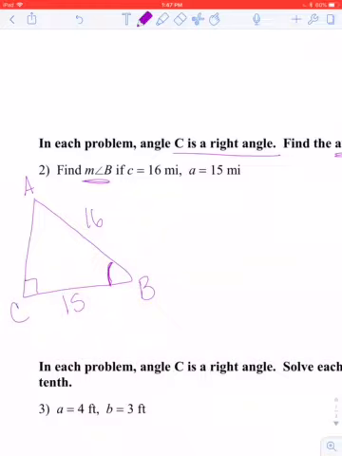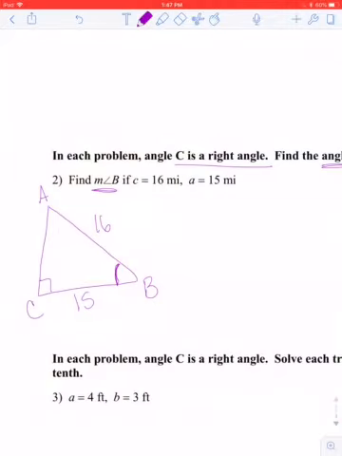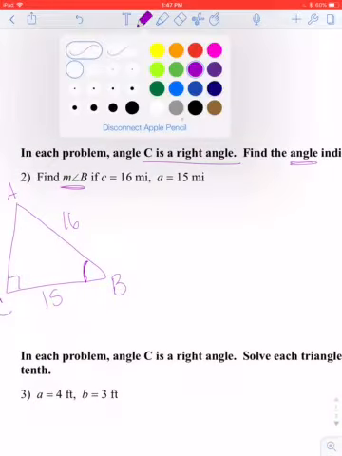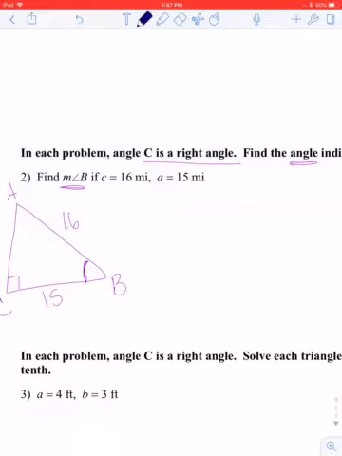So you could find side B, but you don't need to. If it would make you happy, you can, but you don't need to. You're just finding angle B. So I'm going to switch colors. That means that I have the hypotenuse and I have the adjacent. So again, I'm going to be using cosine, but this time I don't know what the angle is. So I'm going to put theta in there, which is just a symbol. So cosine of theta equals 15 over 16.